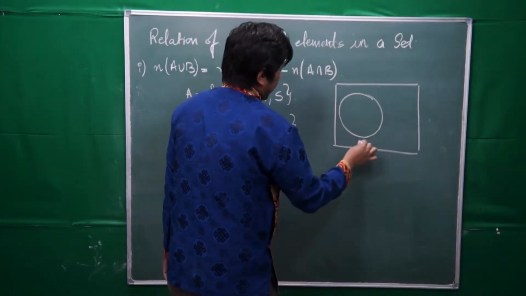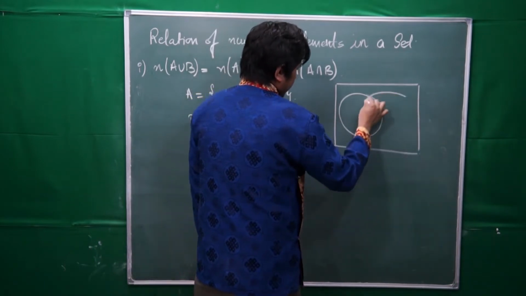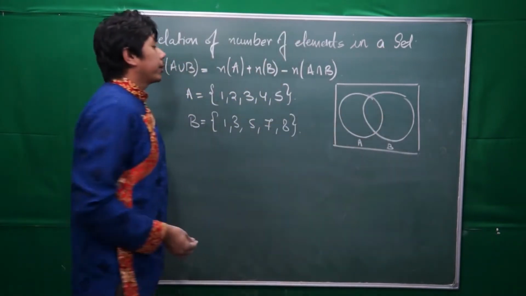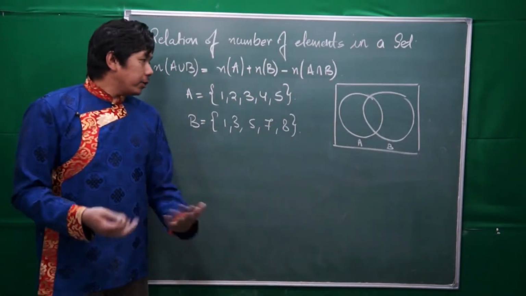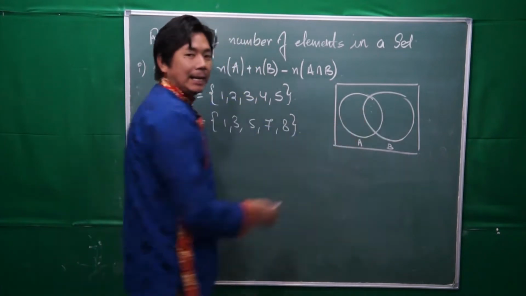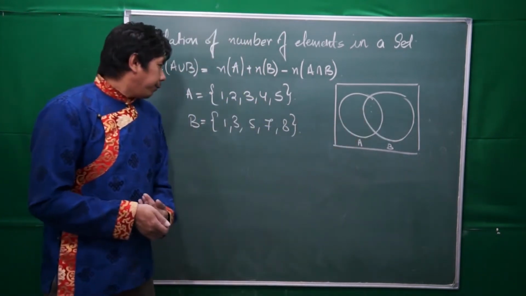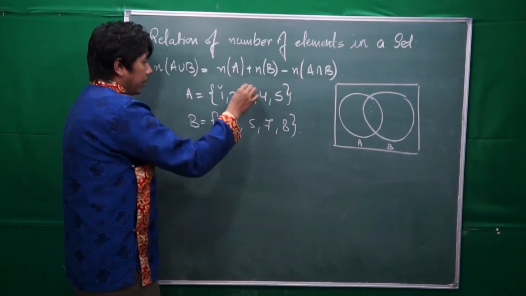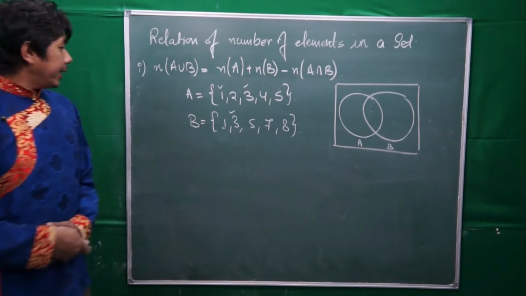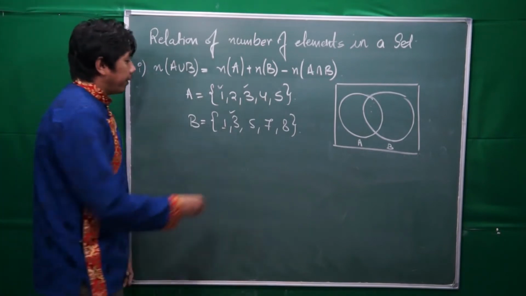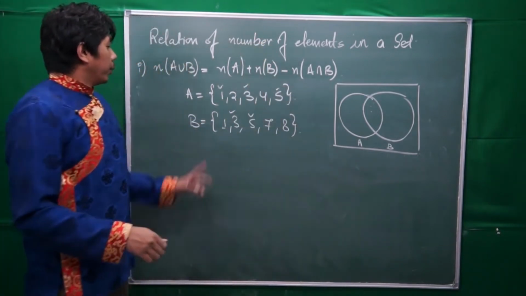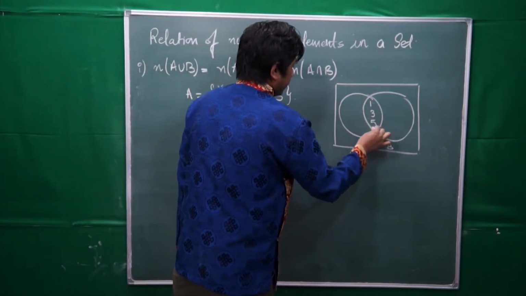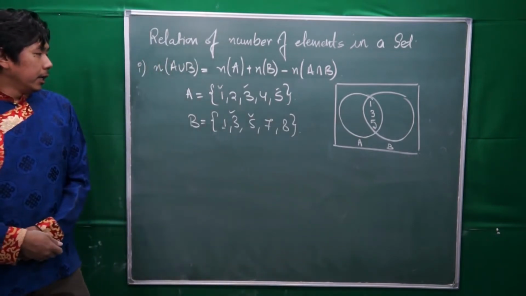First, this is set A. Similarly, this is the second set, set B. As you remember, this part is the intersection. For the intersection, you can see clearly that 1 is being repeated, 3 is also being repeated, and 5 as well. So 1, 3 and 5 will be written in this region. Simple.